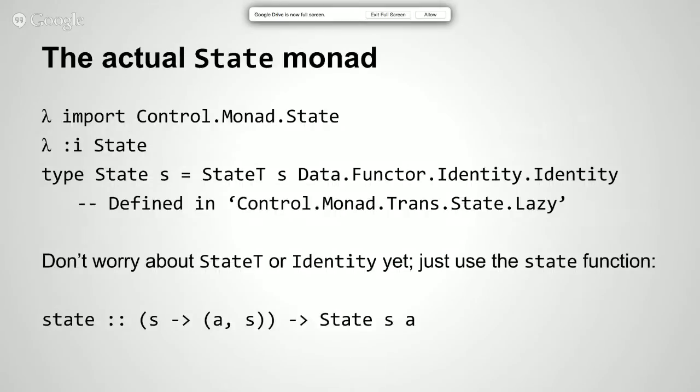The actual state monad is this guy. To understand that, you have to learn about the identity monad, which actually isn't really that hard to learn. It's just why it's interesting is something to learn. And monad transformers, don't worry about that yet. For now, if you want to put something in the actual state monad, it's a function S arrow AS, or S arrow pair of A and S, you can just use the function called state.